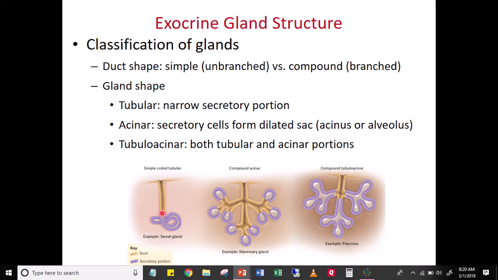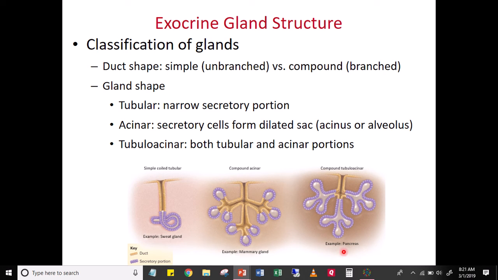So here we have a simple tubular. We have one straight duct and one straight secretory portion, a simple tubular. Here we have a compound acinar. So the duct has branches, so we call it compound, and then acinar, the secretory portions, are the blind dead ends, or the cul-de-sacs. And then we can have a compound tubuloacinar. In this situation, we have multiple branches for the ducts, but the duct itself also is going to be making secretions in addition to the dead-end sacs, or the cul-de-sacs. So this is going to be our most complicated kind, this tubuloacinar.